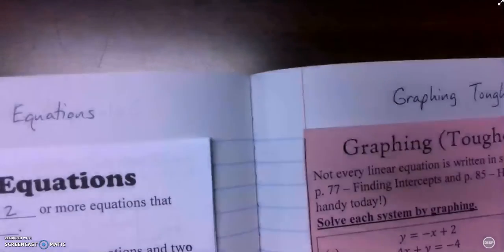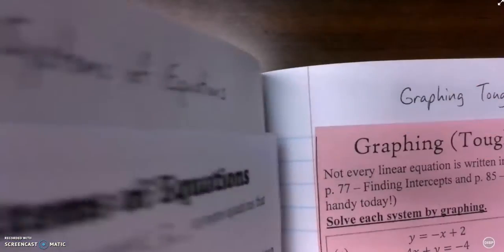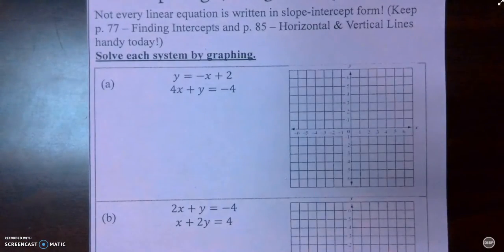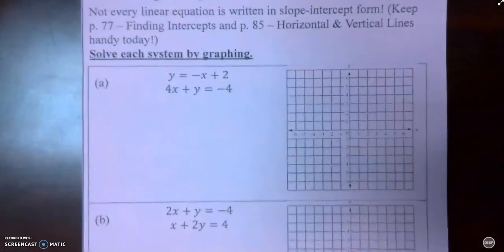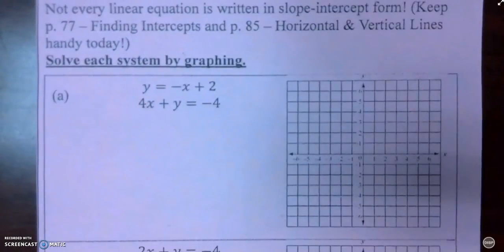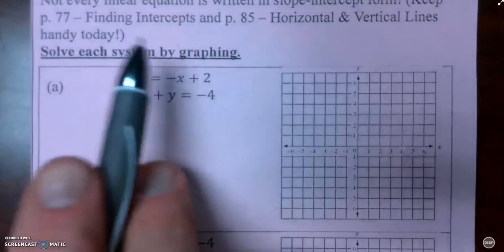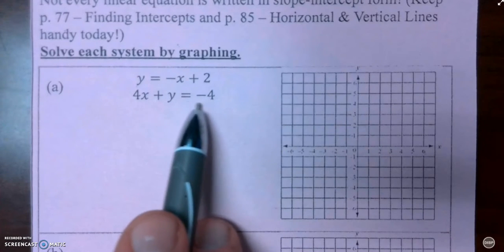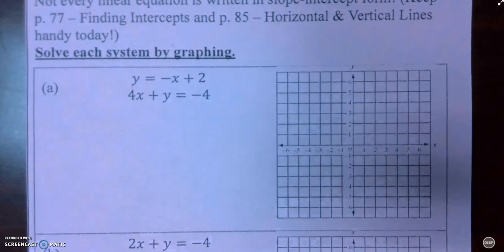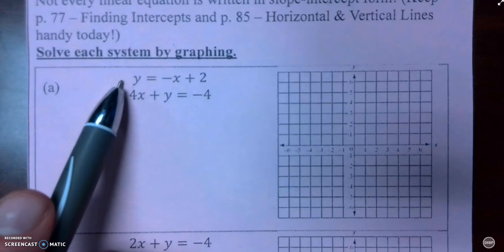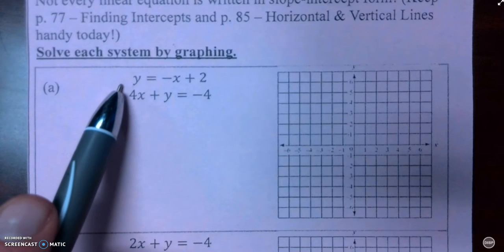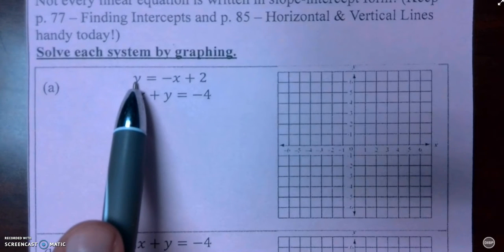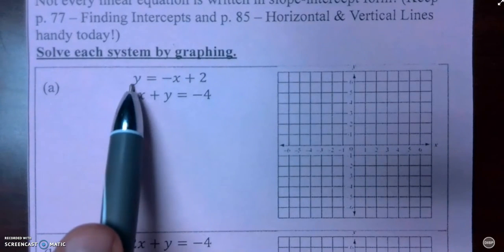Now I'm going to take the book away and just focus on the pink half-page handout. Okay? So, Panthers, this item A is a system we want you to solve by graphing. The system is y equals negative x plus 2 and 4x plus y equals negative 4. Now, this first equation is in slope-intercept form. The way we practiced graphing yesterday will work for this. You can only graph this way if y is already solved for.